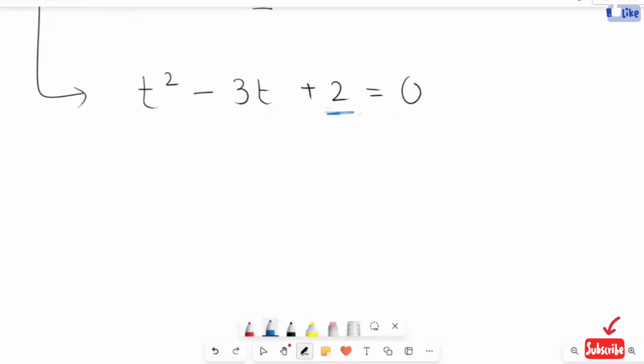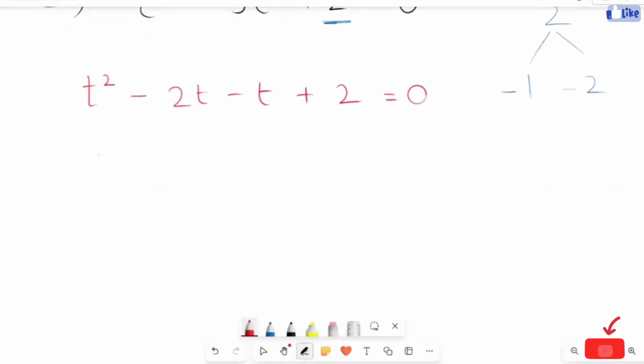Here we have the last number, that is 2. Now I'm going to write the factors for this. As I add them up, I will get 3. 1 times 2 gives us 2, but what sign are we going to take here? Definitely minus 1 and minus 2 will give us minus 3. So the factors we get are t squared minus 2t minus t plus 2 is equal to 0. Now here I am going to take the common factors: t minus 2, then minus 1 times t minus 2 is equal to 0.